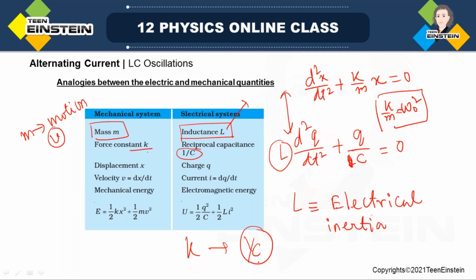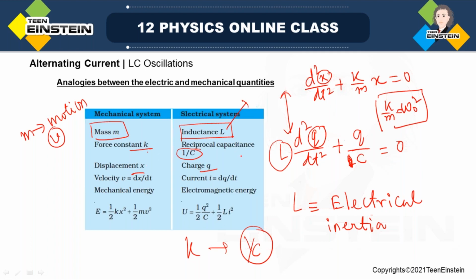Reciprocal of the capacitance, okay? This is analogous, so the electric analog of, sorry, the mechanical analog of the spring constant in the circuit. Now displacement, you can see it is very much visible that displacement in the mechanical system is analogous to the electric charge in the electric circuit. So displacement is analogous to the charge.